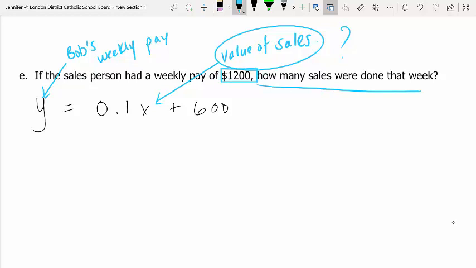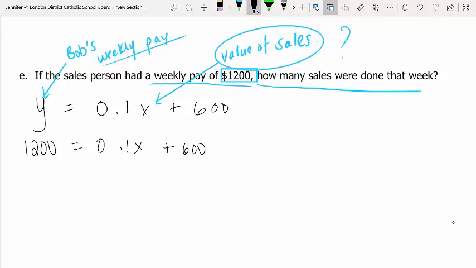So let's plug in 1,200 into our equation. So ask yourself, where does that go? Does it go into the y spot or does it go into the x spot? Well, what does 1,200 represent? It is apparently the weekly pay. So it has to go into the y spot because y represents weekly pay. So let's plug in 1,200 in for y. And then let's solve for x. Because if we solve for x, that will tell us how many sales were done that week, because x represents the number of sales done that week.